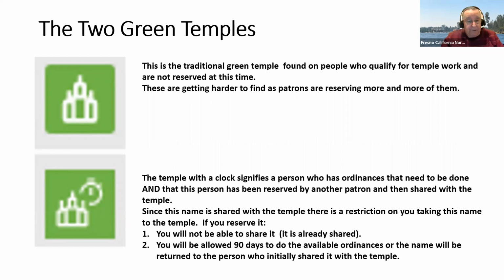Okay, there's a couple of catches though. If you choose to take that name, you can't then turn around and share it because it's already being shared. And the second thing is you will be limited to 90 days to get it done. If you don't do it within 90 days, it goes back into the system at this level of being a shared ordinance to the temple. It'll go back to the same place in its waiting list to get done. And it'll again be ready for anybody that comes along that wants to grab it and do it. That's what happens if you fail to get it done within 90 days.